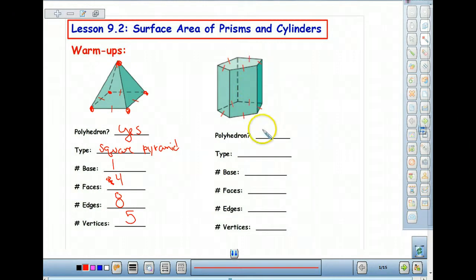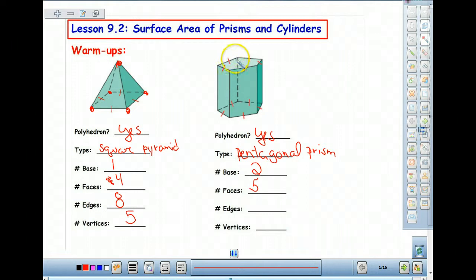All right, here we have a polyhedron, because again, we have all polygons, we have rectangles, and it looks like we have a pentagonal base. So we want to go pentagonal, and in this case, it is a prism because we have 2 parallel bases that are pentagons. So I just said we have 2 parallel bases, so that would be 2 bases. Our faces are going to be what goes around it. So how many rectangles connect to that pentagon? Well, it's a pentagon, so in order to connect it, we need 5 rectangles.